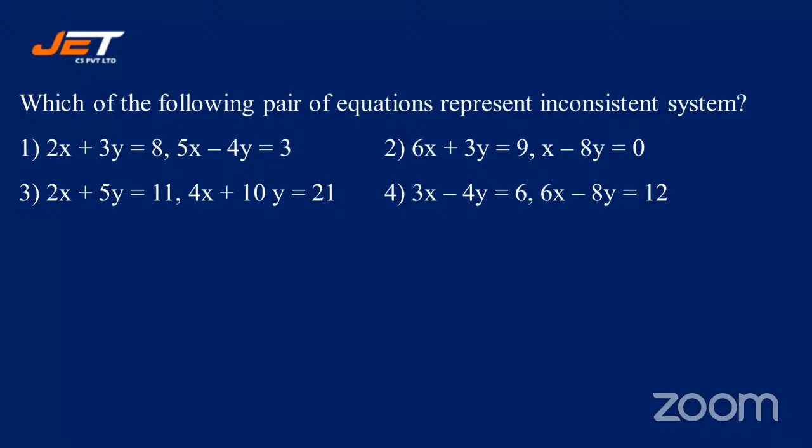Is it clear? So, A1 by A2, what is A1? Coefficient of x. And what is B1? Coefficient of y. And how about C? C is a constant, isn't it? So how do you prove whether it represents inconsistency or not? Then here you have to find out A1 by A2, which should be equal to B1 by B2, but it may not be equal to C1 by C2.